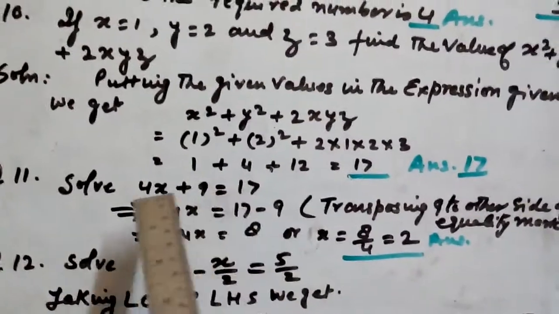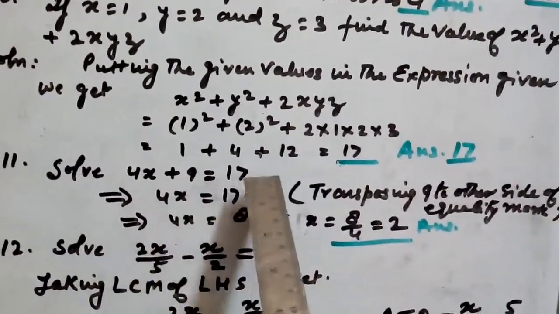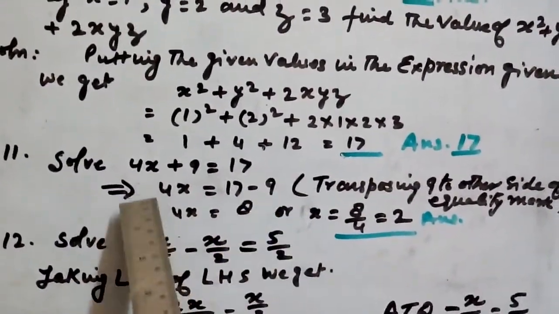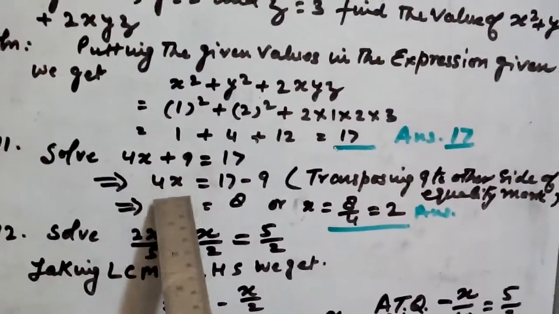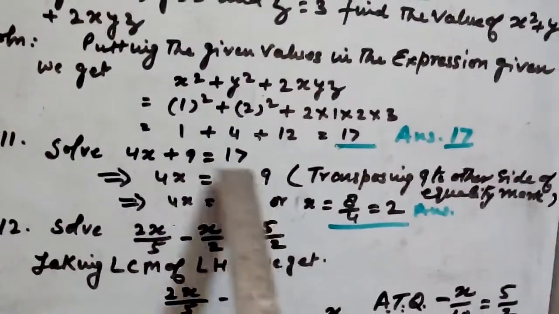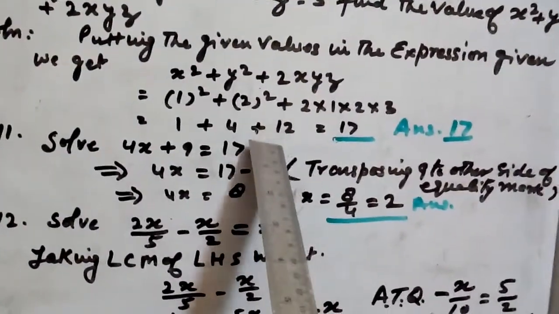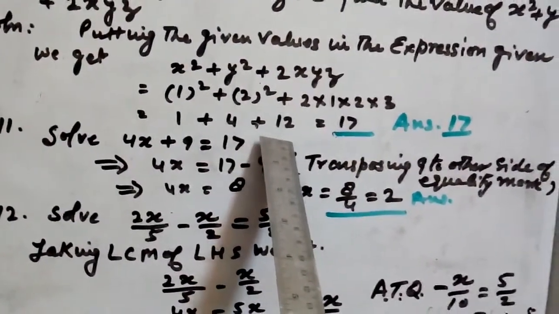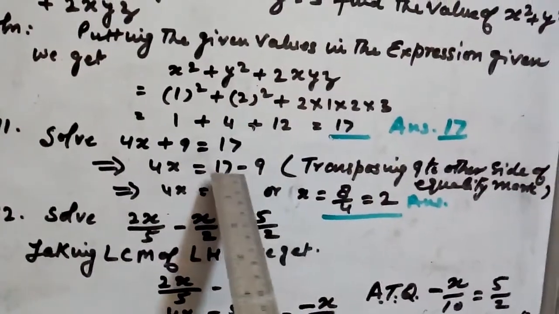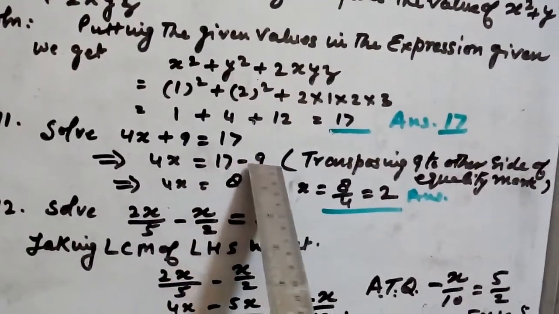Now we come to the next question. Solve 4x plus 9 is equal to 17. It implies that, children, 4x is equal to 17 minus 9. Why? Because we have brought this plus 9 to this side of equality, it will get its sign changed to negative. So the term here becomes 17 minus 9.